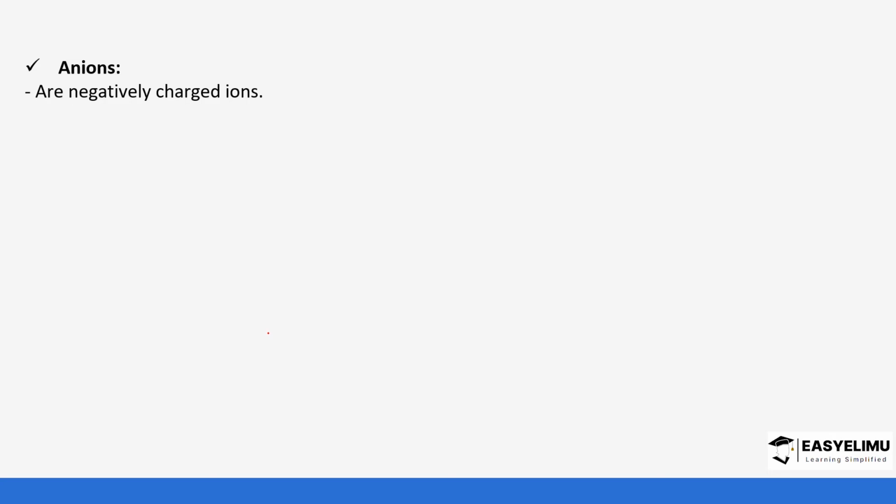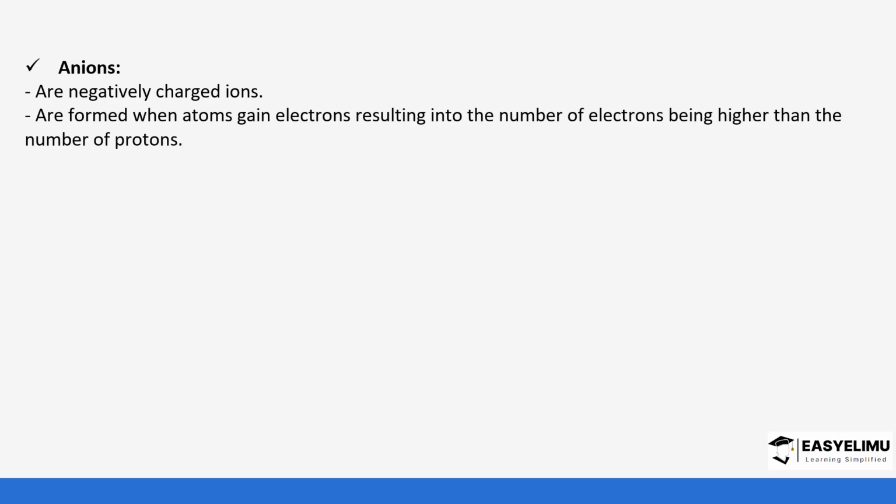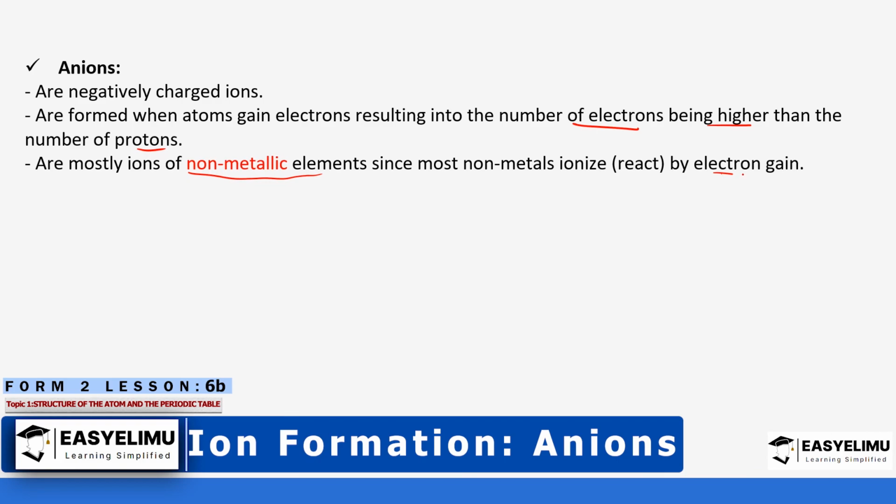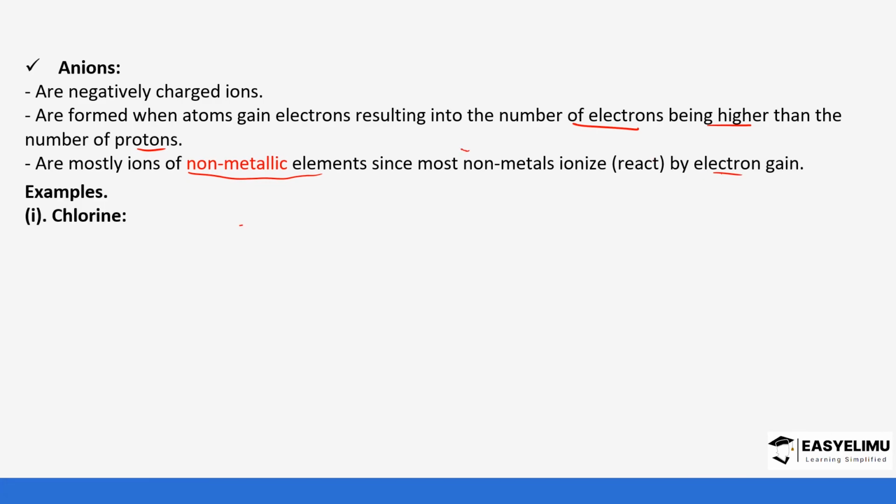So anions are usually negatively charged ions. In these ions, the electrons are gained to form the ion. So the number of electrons is usually higher than the number of protons. They usually form mostly from non-metallic elements. So most of the non-metals are the ones that react by gaining electrons in the periodic table. Examples are like chlorine.